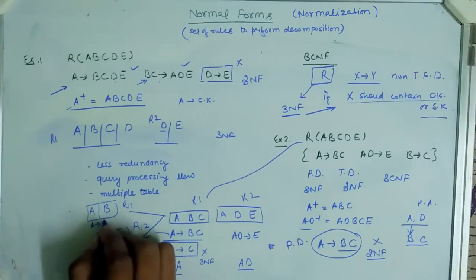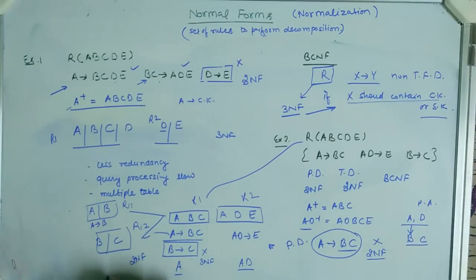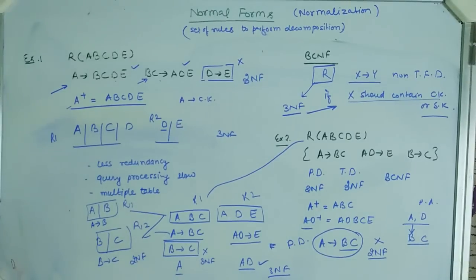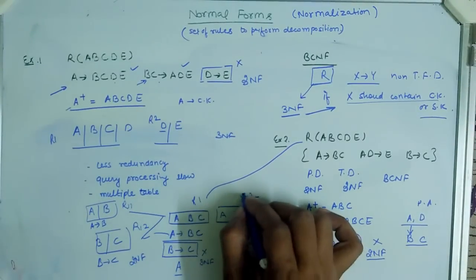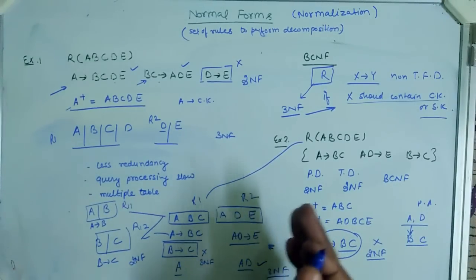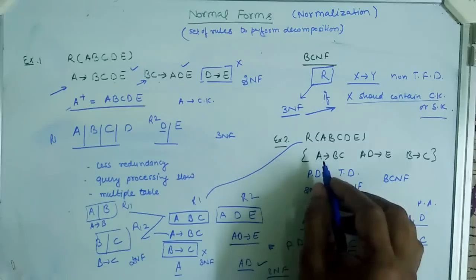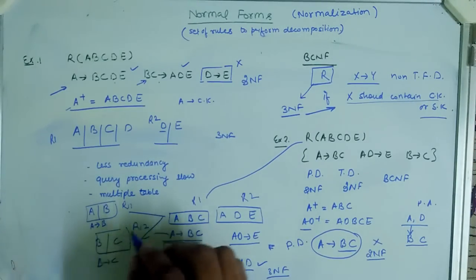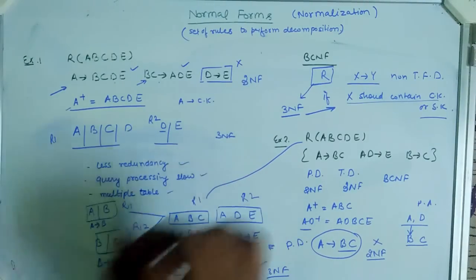Here the functional dependency will be A tends to B, here the functional dependency will be B tends to C, and here the functional dependency is AD tends to E. Now AD tends to E satisfies the 3NF property because AD is a candidate key for this relation. So this is how you decompose tables and achieve multiple tables from a single table, which is less in redundancy, but the query processing is slower.